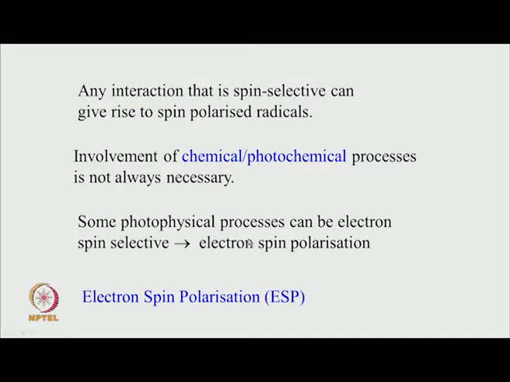Then it turned out that any interaction which is spin selective can give rise to spin polarized radicals, and it was found that involvement of chemical or photochemical processes is not always necessary. Some photophysical processes can also be electron spin selective and they can give rise to spin polarization. So, then a new term was coined and it is called electron spin polarization or ESP. So, today we are going to learn how this sort of electron spin polarization arises.